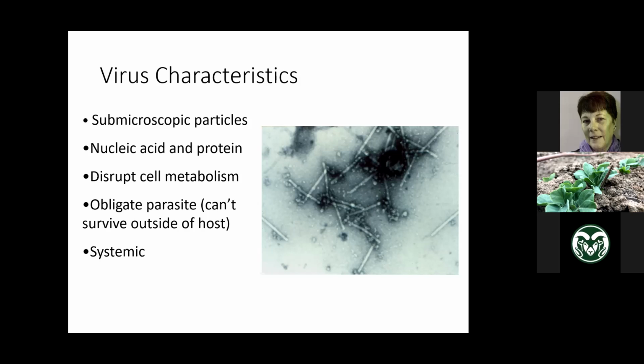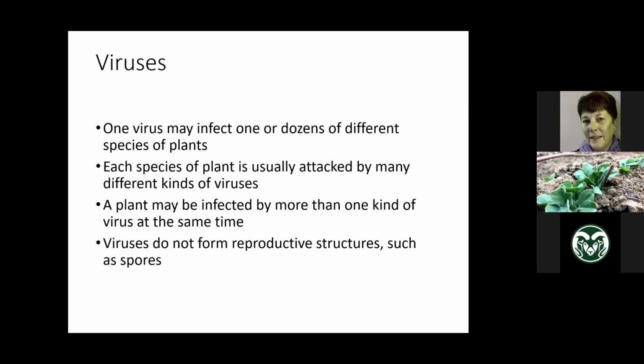And they are systemic, so they will go through the plant. When we talk about how you manage a virus problem, it's usually just pull the plant out, because it is systemic. There's no chemical cure, and you don't want it left in your garden, because insects could feed on it. And if it's an insect vectored virus, they could actually move that virus to other plants in your garden.